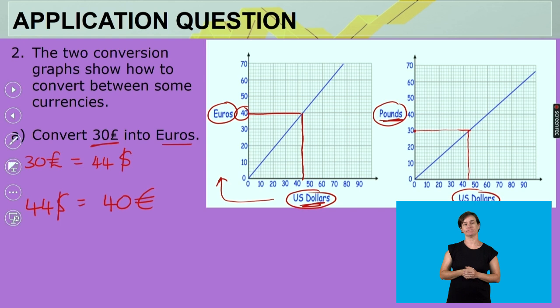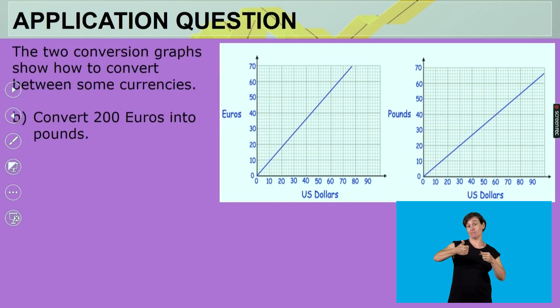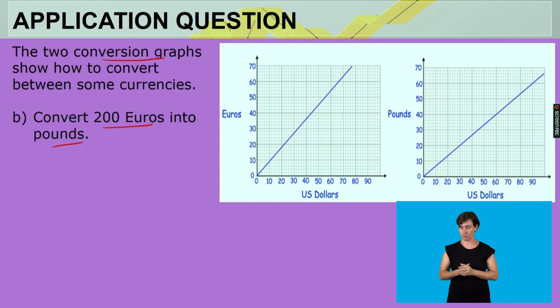All right, let's look at our next question. In the next question, I'm saying the two conversion graphs show how to convert between some currencies. Same context. This time around, I would like us to convert 200 euros to pounds. Guys, again, do I have euros to pounds? No. Can you see here we have euros and US dollars, pounds to US dollars. So again, I must come up with a plan.